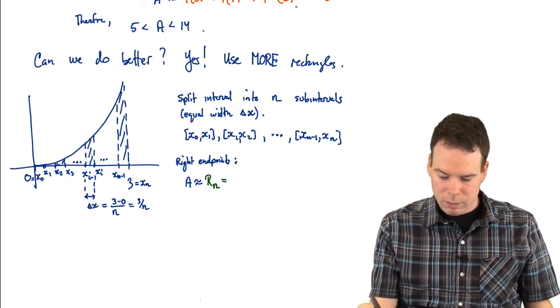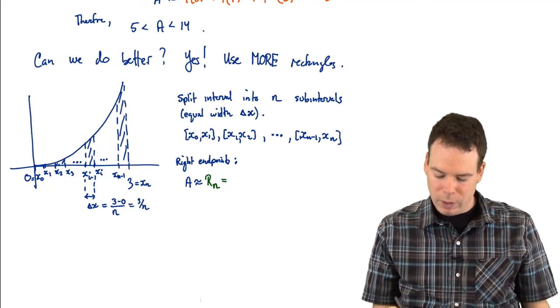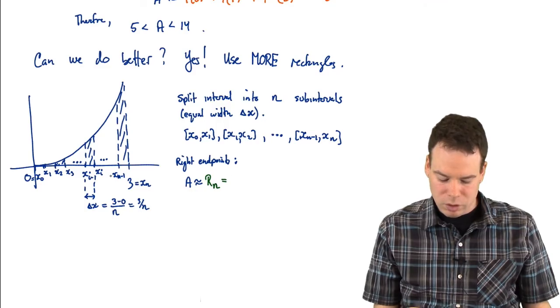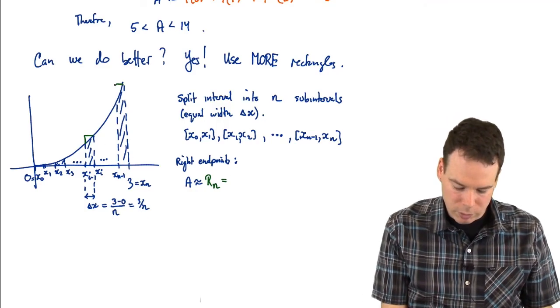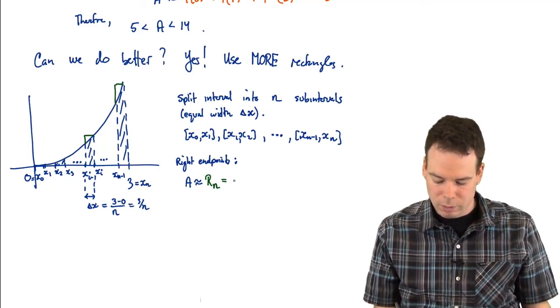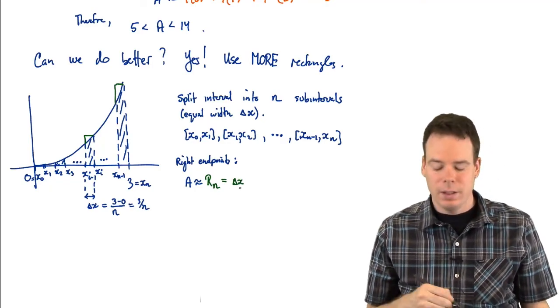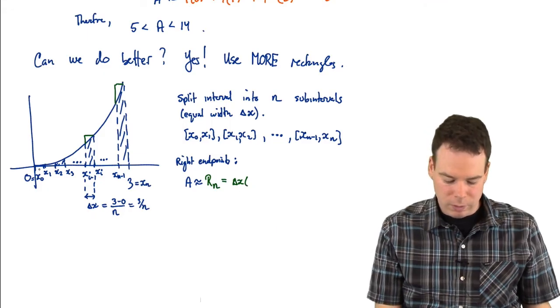And so what is our right-hand sum looking like? Well, it's just the area of all these rectangles as we go along, where we're using the right-hand endpoint at every point. So it's going to be the base times the height of the first right-hand endpoint.